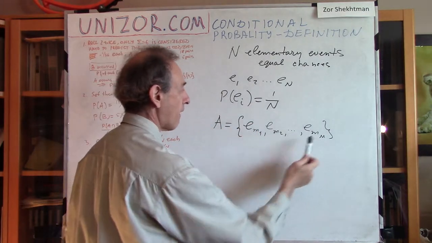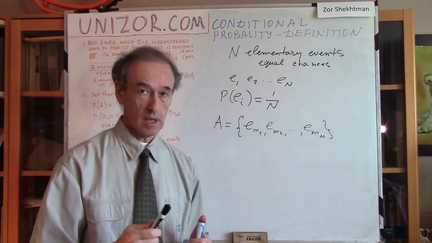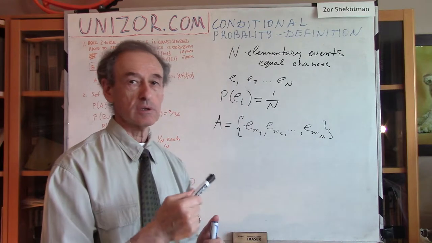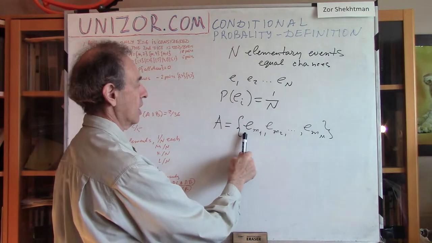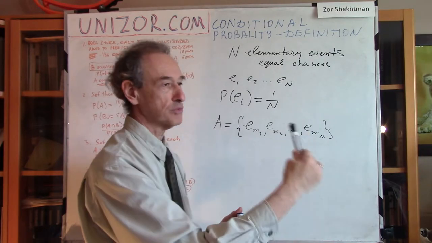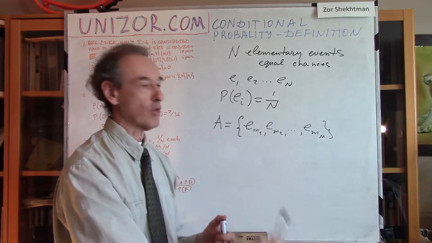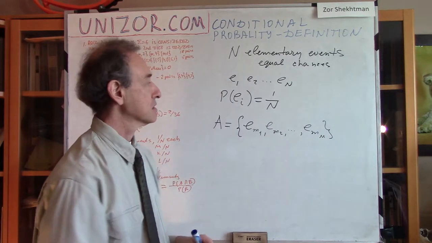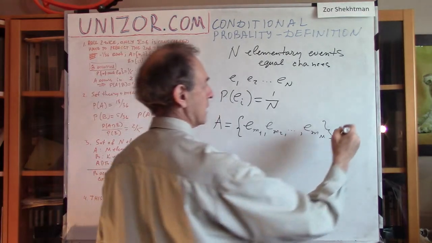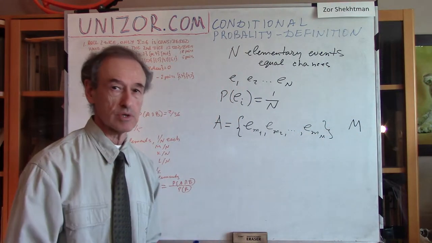Now, these are 18 different elementary events which have the second digit even. So it's like 1,2, 2,2, 3,2, 4,2, 5,2, 6,2, 1,4, 2,4, 3,4, etc. So 18 of them. So M is equal to 18 in my case. This is an event I'm interested in.